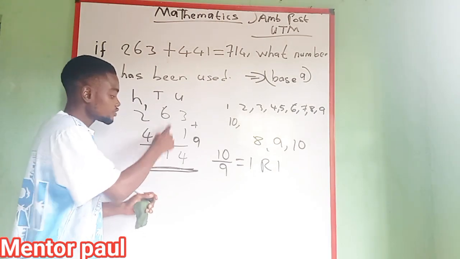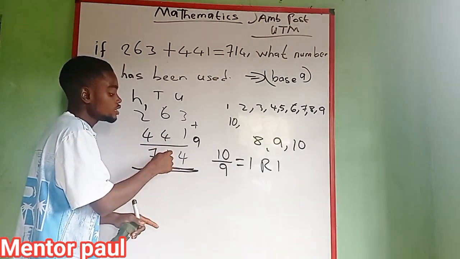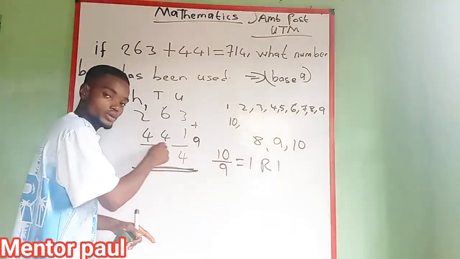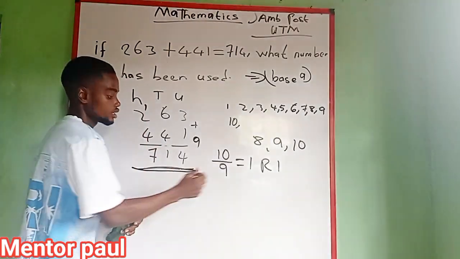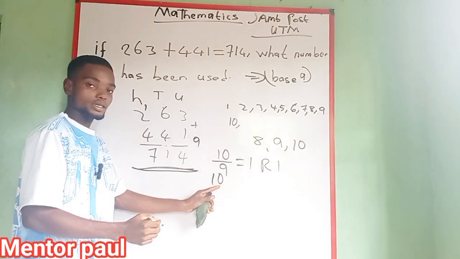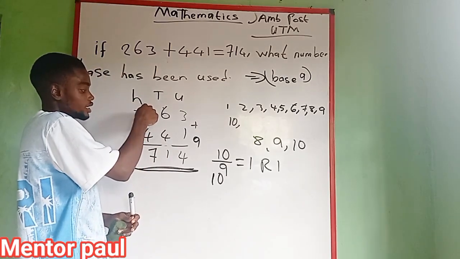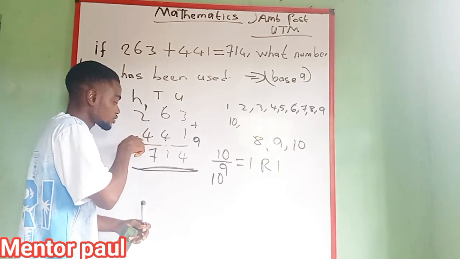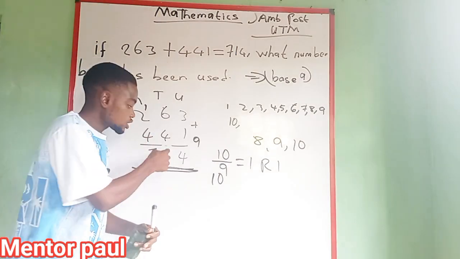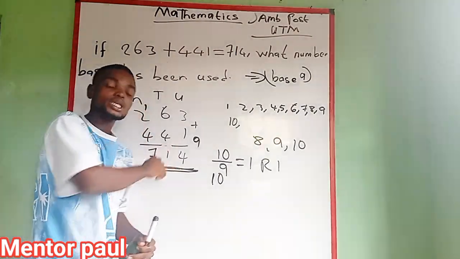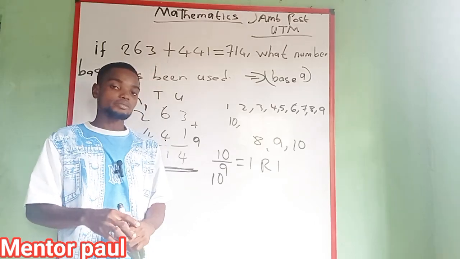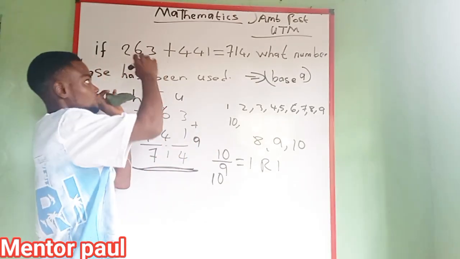Are you getting? If 6 plus 4 is 10, in base 10, we'll write 0, carry 1 and put here. That 1 will now become 1 plus 2 plus 4. It's going to give us 7. So what actually will be here is 0 if it's under base 10. You get. So that is how we can solve this number.